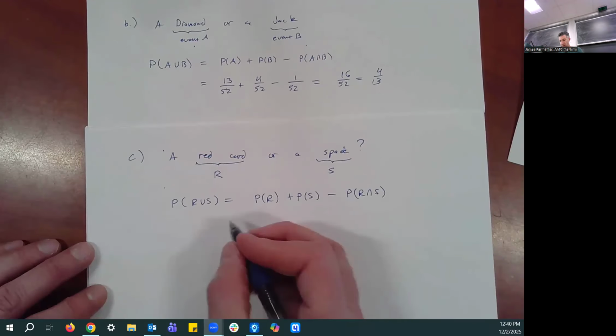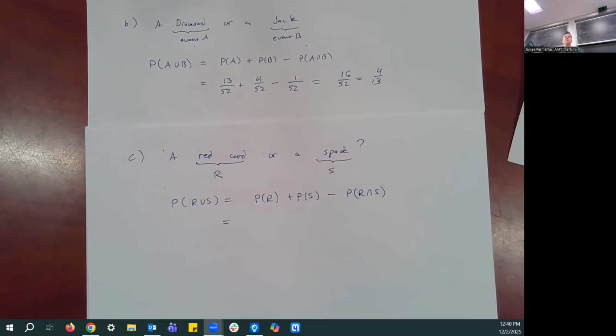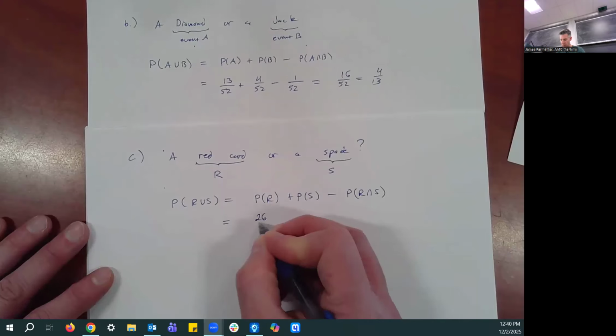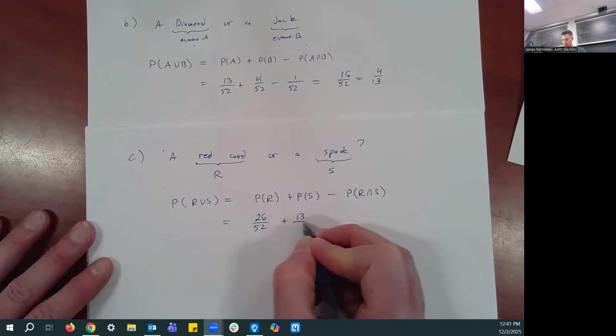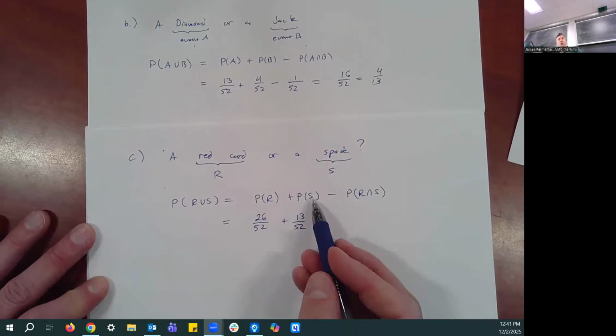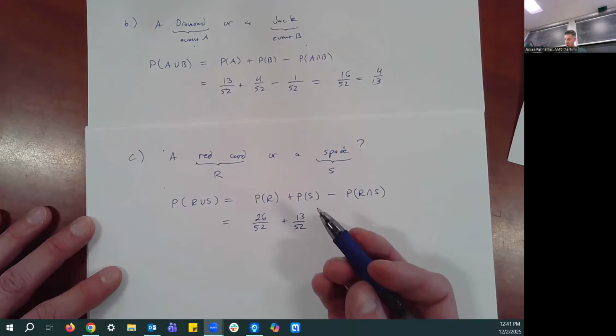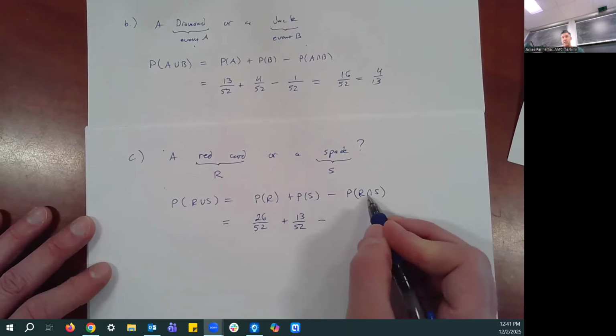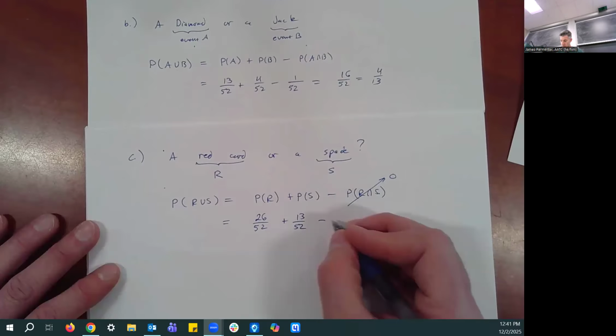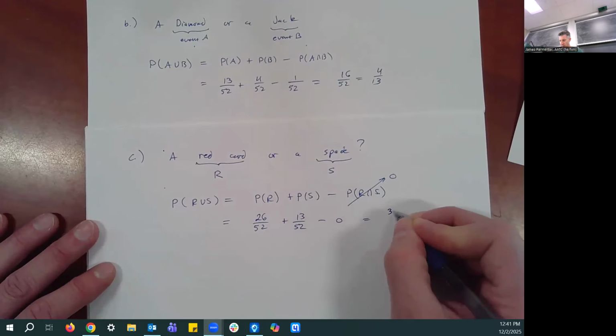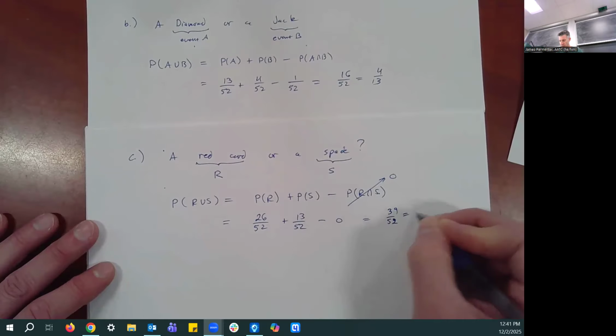So, what's the probability of getting a red card? How many red cards are there? Or, if we just think about it, half the deck is red cards. The probability of getting a red card is 1/2. Yes, you can start by saying it's 26 out of 52, 26 red cards out of 52 cards. And the probability of getting a spade is 13 out of 52. But spades are black, as are clubs. Diamonds and hearts are red. So the probability of a red card and a spade is, again, 0. Those two things are mutually exclusive. So we end up with 39 out of 52, or 3/4 of the entire deck.